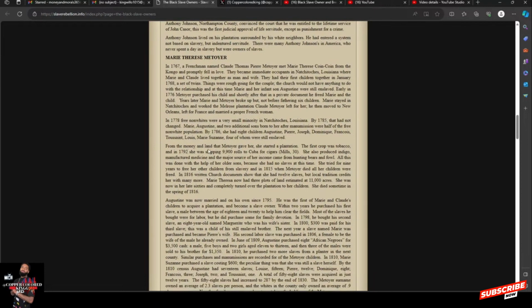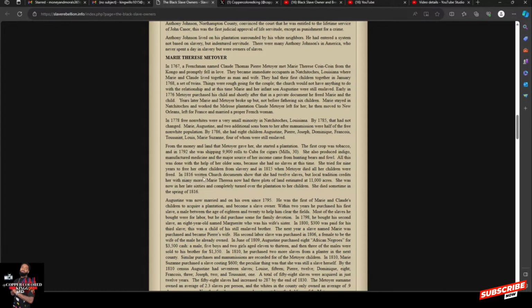From the money and land that Metoyer gave her, she started a plantation. The first crop was tobacco, and in 1792 she was shipping 9,900 rolls to Cuba for cigars. She also produced indigo, manufactured medicine, and a major source of her income came from hunting bears and fowl. All this was done with the help of her older sons. Because she had no slaves at this time, she tried for 9 years to free her other children from slavery, and in 1815, when Metoyer died, all her children were freed.